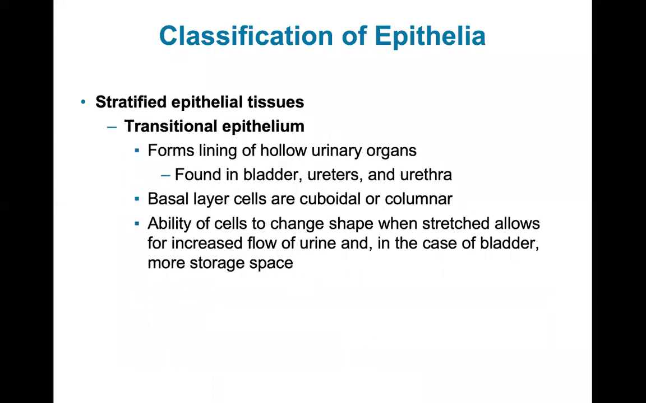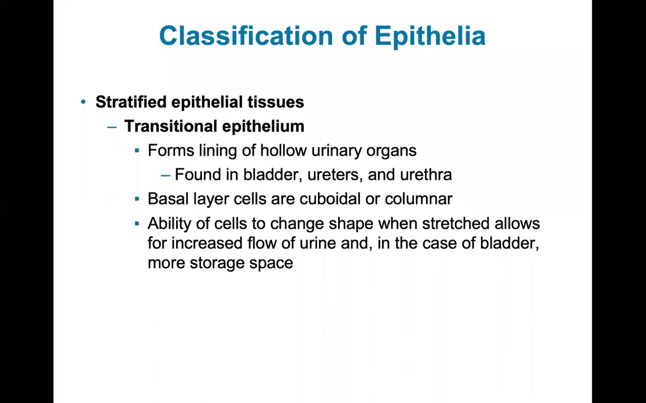Finally, there is what we call transitional epithelium. Transitional epithelium forms the lining of hollow urinary organs. So this is actually a tissue that's going to be system specific. You're only really going to find this type of tissue in the urinary system. You'll find this tissue lining the bladder, the ureters, and the urethra. And the reason is that the structure of the transitional epithelium is to allow for expansion of the tissue.